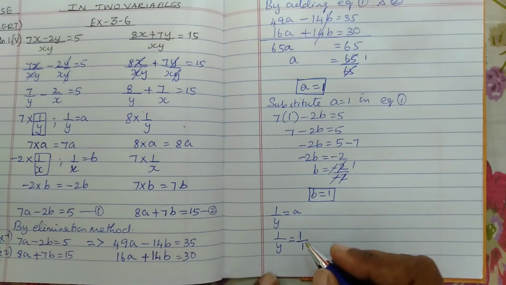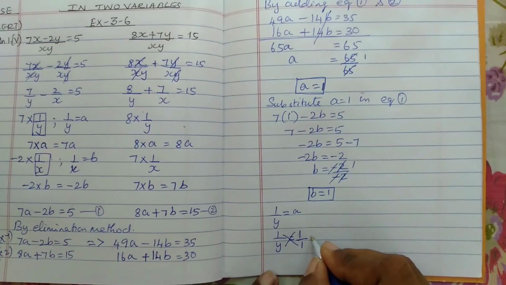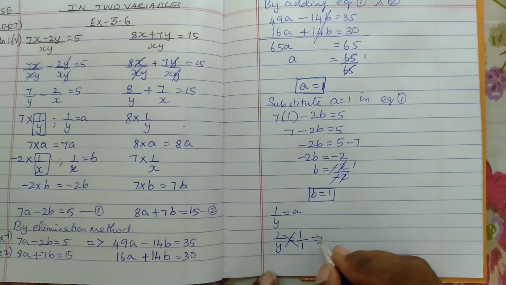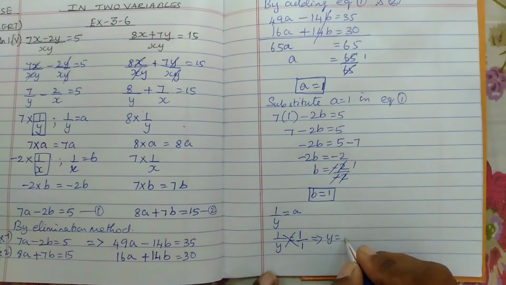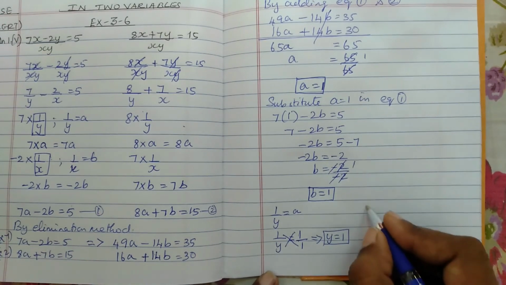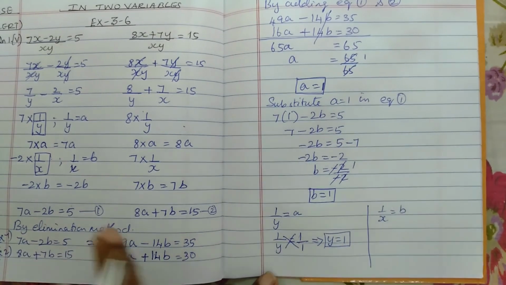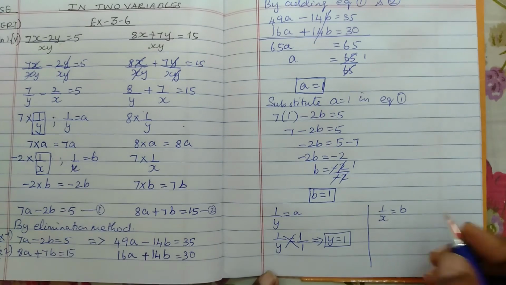Equating means we will be cross multiplying it. So let's cross multiply it. So this will give you y into 1 is y is equal to 1 into 1 is 1. So our value for y is 1. Same way, let's do for 1 by x is equal to b. Our 1 by x is b.